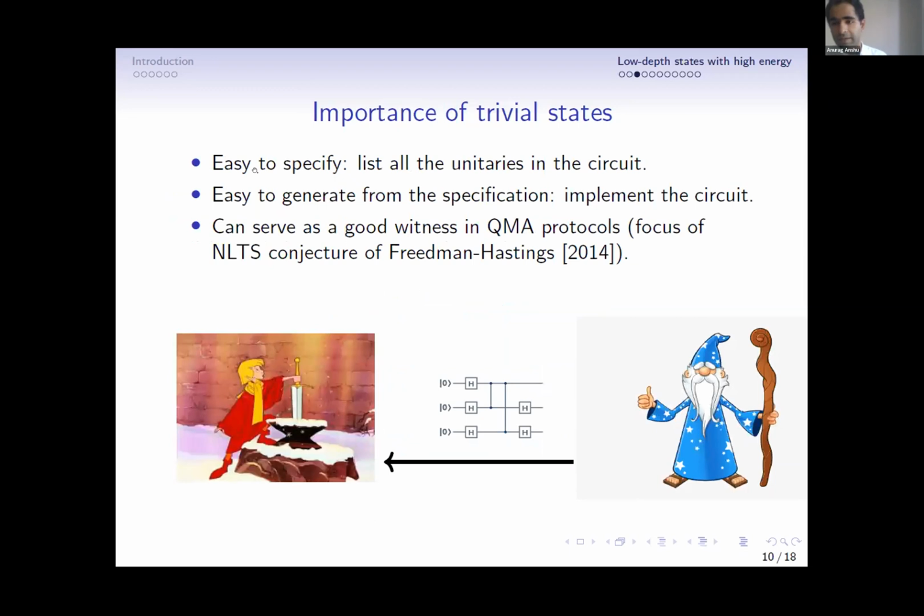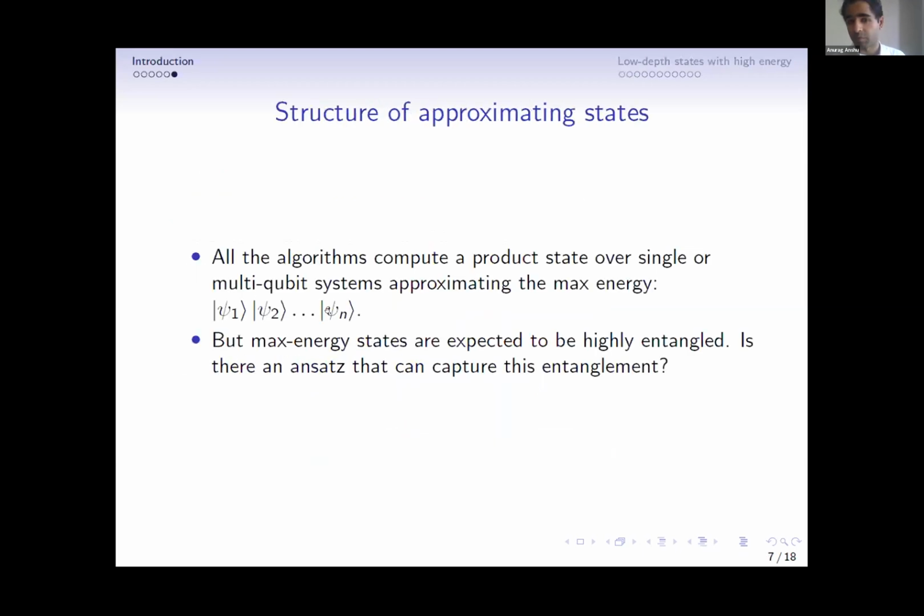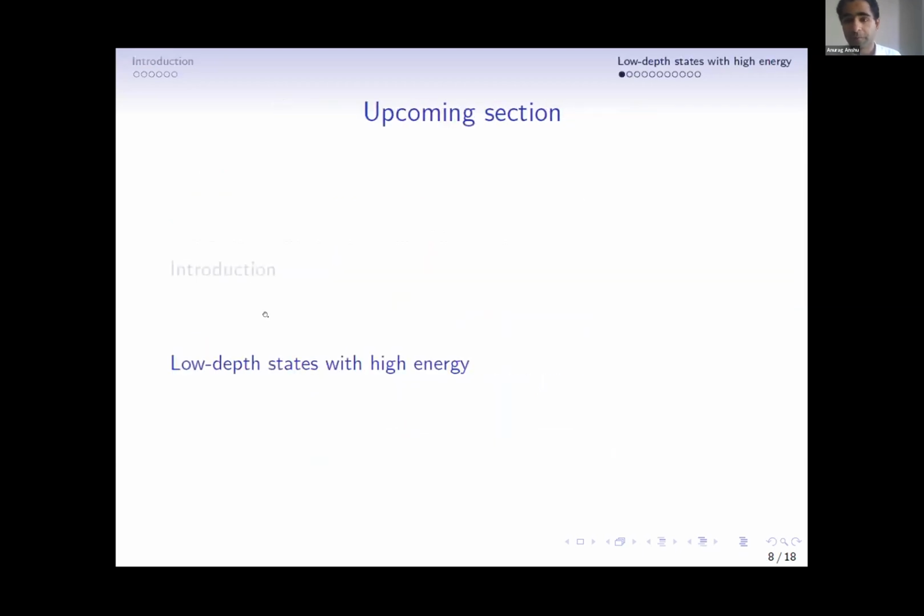There are a few reasons why we would like to work with constant depth quantum states. So first is that it's easy to identify a state like this. For example, this includes product states. If I start with all zeros and I just apply a single qubit unitary, then I obtain these states that are shown here, a product state, which is easy to do.